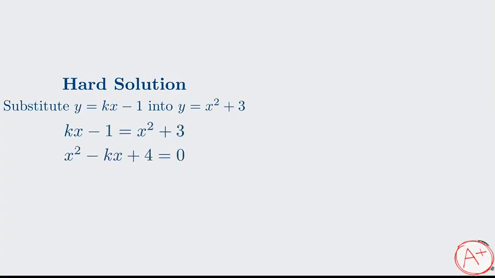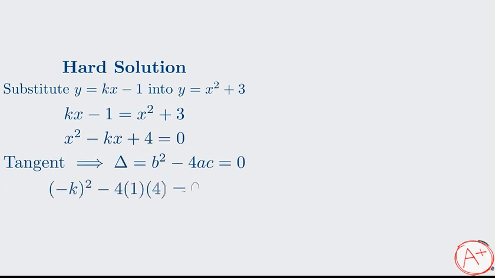For the hard solution, substitute y equals kx minus 1 into the curve. This gives kx minus 1 equals x squared plus 3. Rearranging into standard form, x squared minus kx plus 4 equals 0. Since the line is a tangent, the discriminant must be 0.